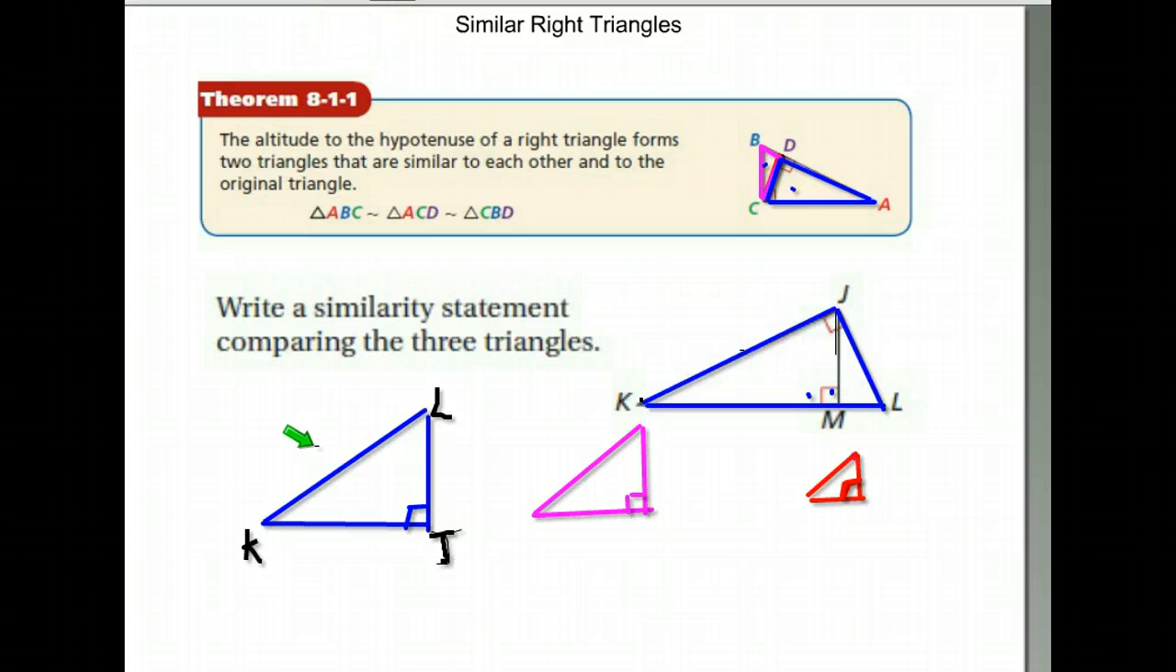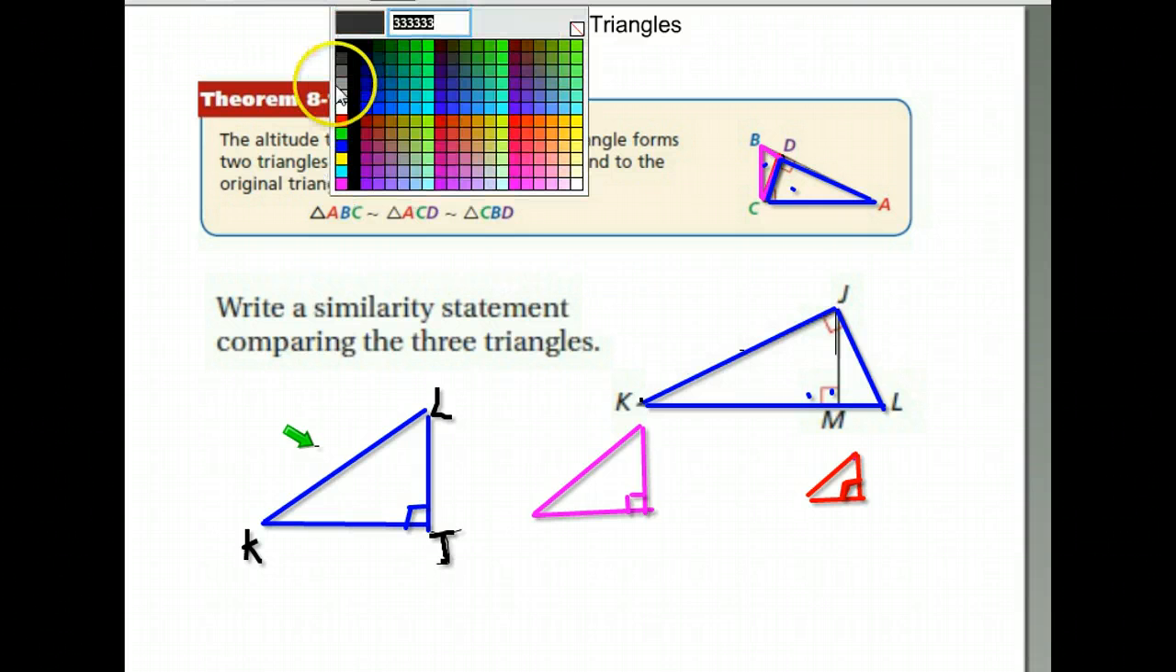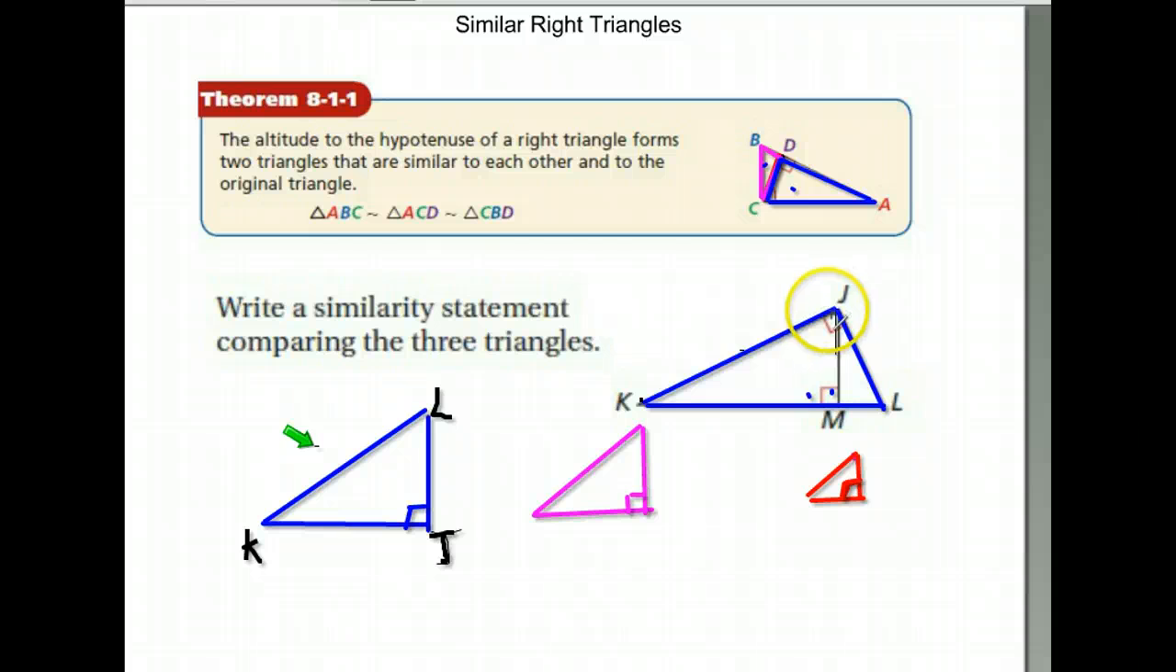Okay, now let's do the medium-sized triangle. I'm going to outline it first so I know what I'm looking at. So I'm looking at this triangle that we formed right here. It's my medium-sized triangle. So my right angle, what letter am I going to put here? What letter is the right angle of the medium-sized triangle? Good. Yep, M. So M is this corner.